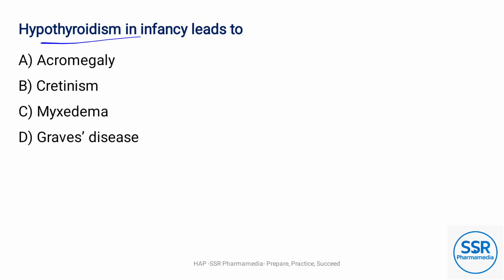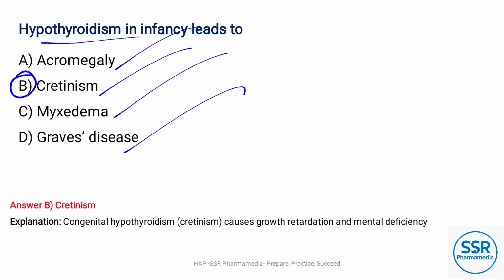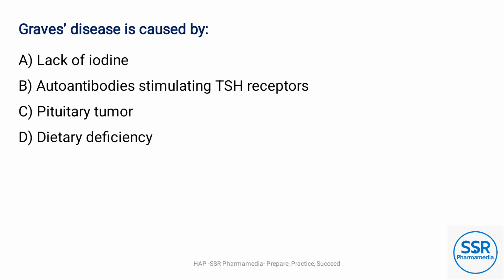Hypothyroidism in infancy leads to: option A, acromegaly; option B, cretinism; option C, myxedema; option D, Graves' disease. So the answer is option B, cretinism. Cretinism is a congenital hypothyroidism, causing growth retardation and mental deficiency.